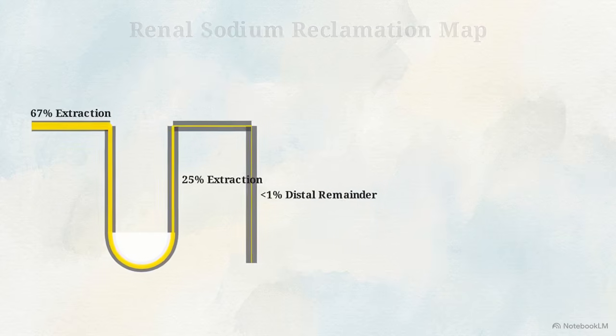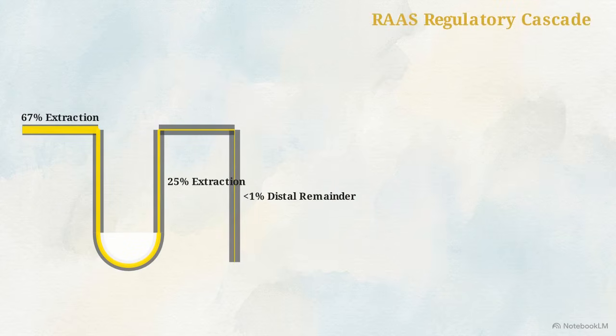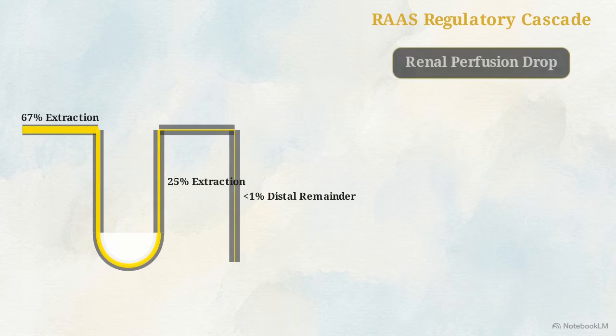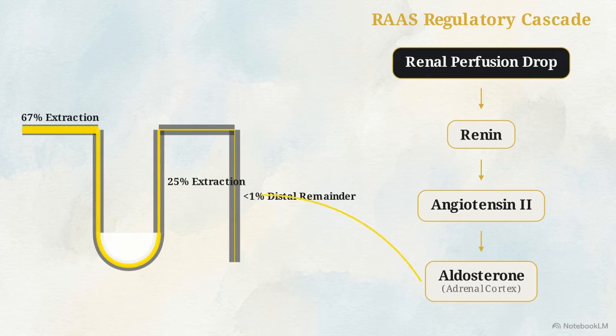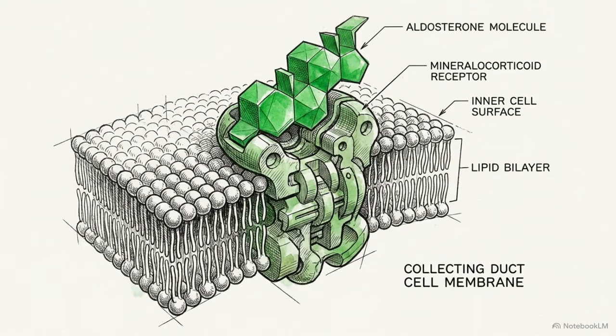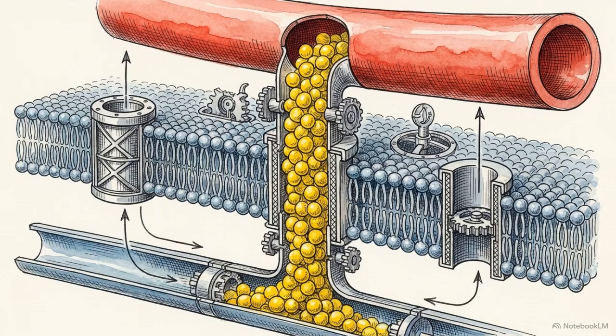Here, the final volume is titrated by the renin-angiotensin-aldosterone system, mapped here in this connected cascade. A drop in renal perfusion triggers the release of renin, synthesizing angiotensin II, and culminating in the secretion of aldosterone from the adrenal cortex. Aldosterone binds to the principal cells in the collecting duct, upregulating epithelial sodium channels to extract the final remaining molecules of sodium from the urine and return them to the blood.